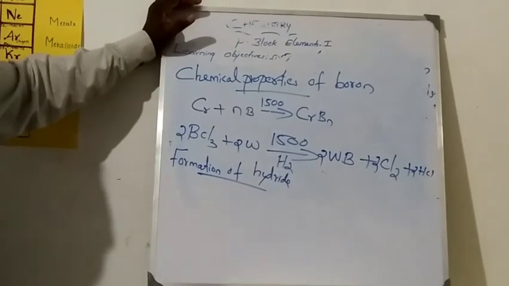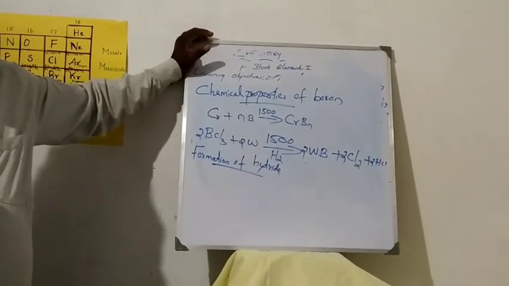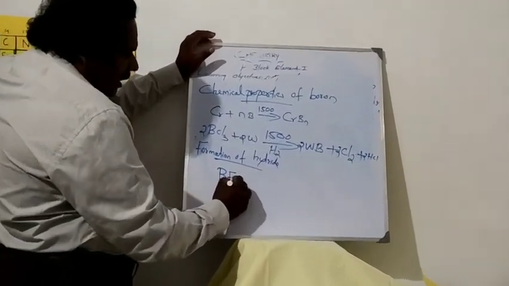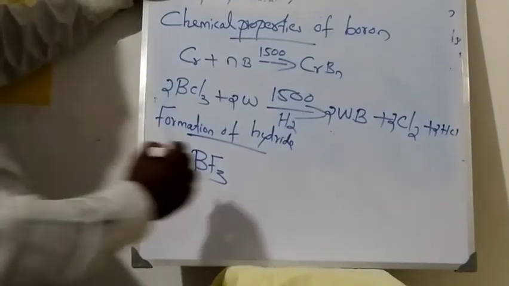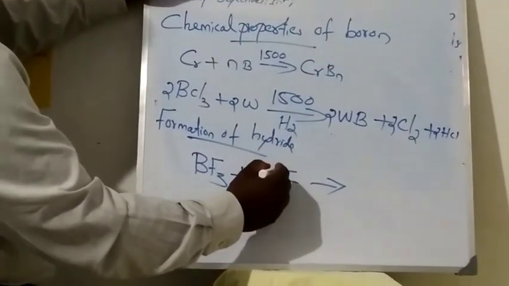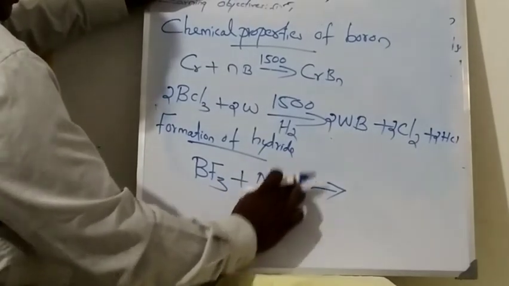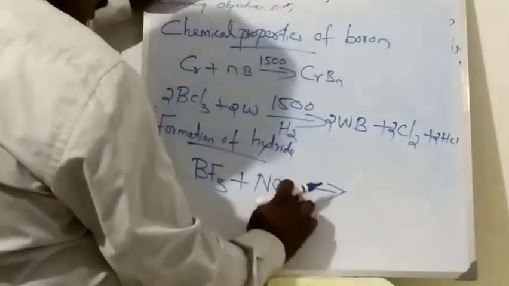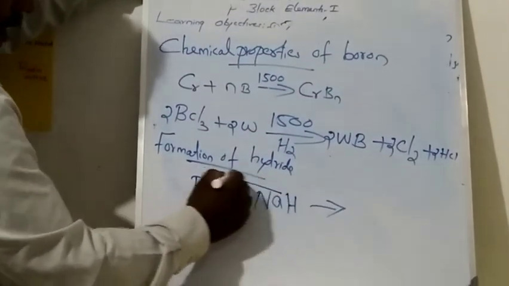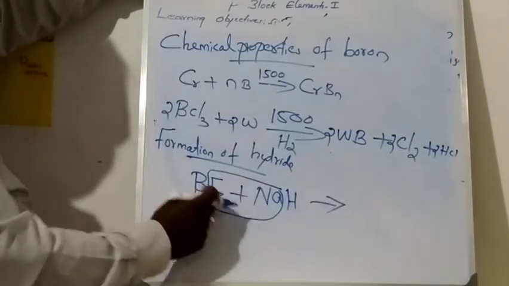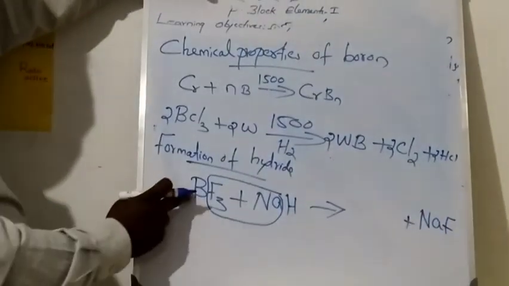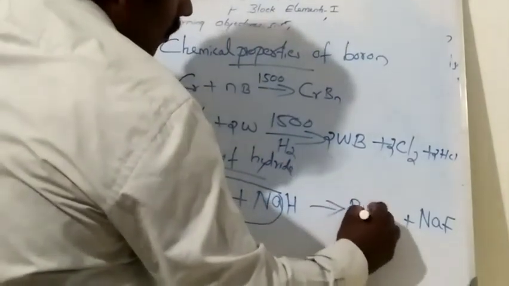How are boranes prepared? Here we are taking boron trifluoride, BF3, reacting with sodium hydride, NaH. The sodium combines with the fluorine and we get NaF, plus boron combines with hydrogen to form diborane, B2H6.